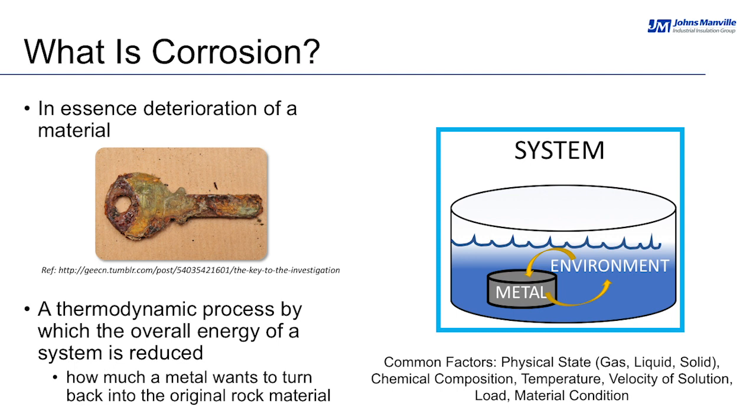The common factors that will influence corrosion are the physical state of the environment, whether gas, liquid, or solid, the chemical composition of the metal, the temperature of this system, and even the velocity of this solution, this liquid that is in there. Is it moving? How fast? Is it rotating or flowing? Okay, and are there any external loading conditions? Is it under pressure? All of that, and the material condition.